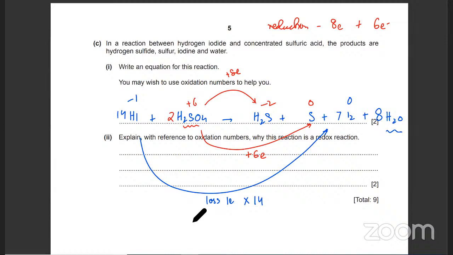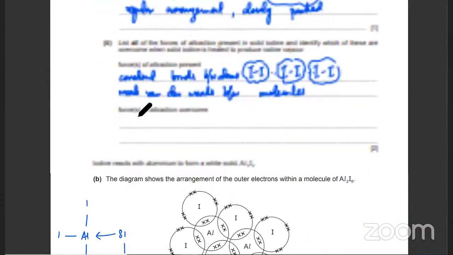Next one: explain with reference to oxidation number why this reaction is a redox reaction. So we already did that. Tell them that iodine goes from -1 to 0, and sulfur goes from +6 to -2, and also goes from +6 to 0. So that is reduction. They're gaining electrons, and that is losing electrons. That's it. One line for each.